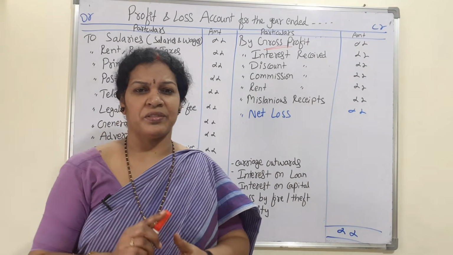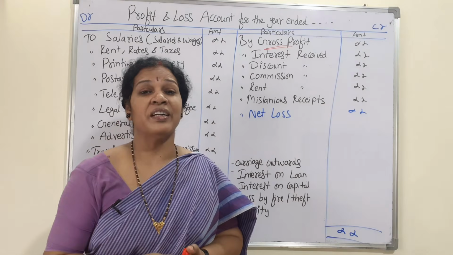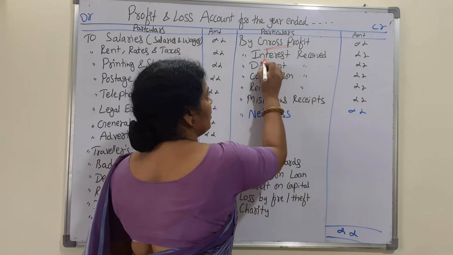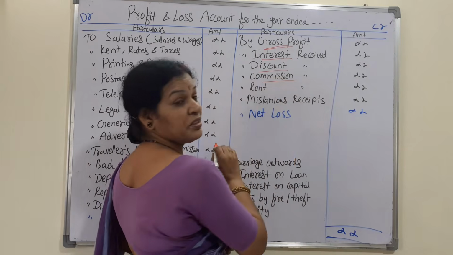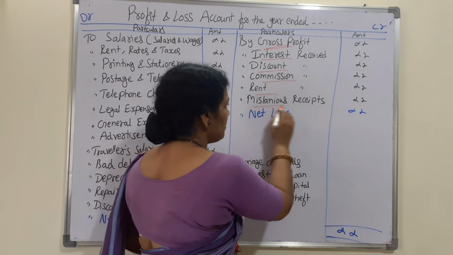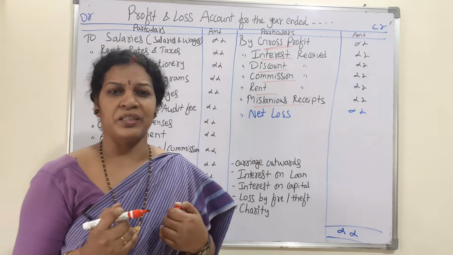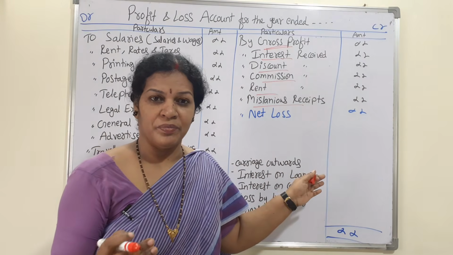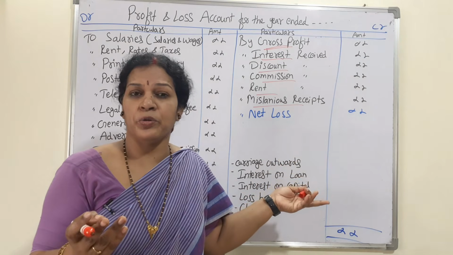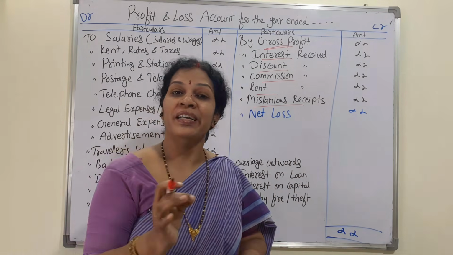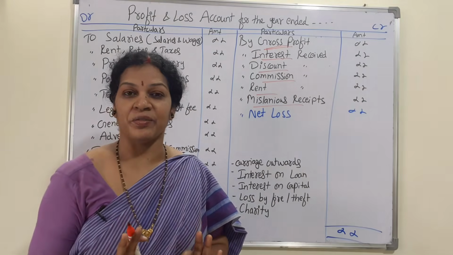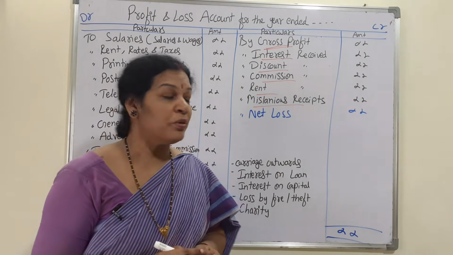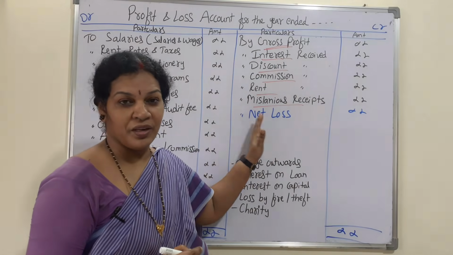After gross profit, what do we write? On the credit side, all incomes. Anything received is an income, like interest received, discount received, commission received, rent received, any other miscellaneous receipts. All these incomes come on the credit side. In the problem, they won't give you all these incomes; you'll find any one or two. But remember that it's an income, so it comes on the credit side of the profit and loss account. This you must remember. So that's about the credit side.